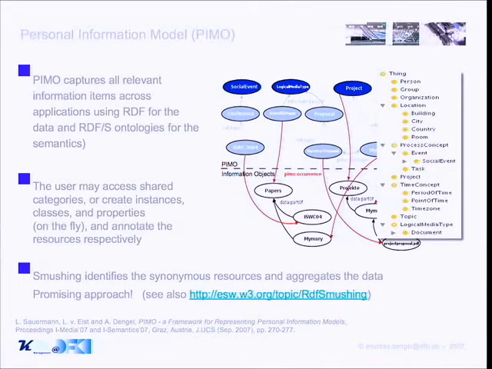And the user then may access shared categories which are defined here, for example, the most general one is the thing, and we could have persons and events and groups, organizations, whatever. And we could generate instances on the fly when we handle documents at the same time. We should take care, there's a concept called smushing, not to duplicate resources at the same time. And this is a kind of mining towards having the same resources and avoiding duplicates.